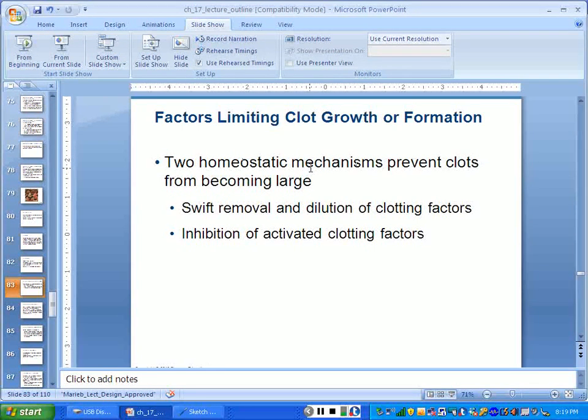Two things right here that prevent clots from becoming too large. Well, we have blood still coursing through that area. So the fluid that comes in there removes clotting factors and it dilutes them. That's cool. And then certain clotting factors are inhibited. I really don't get all heavy into the names of clotting factors, so you don't have to worry. Blood clotting can be hugely complex and complicated, and the way that I talk about it is I usually stick with the basics.